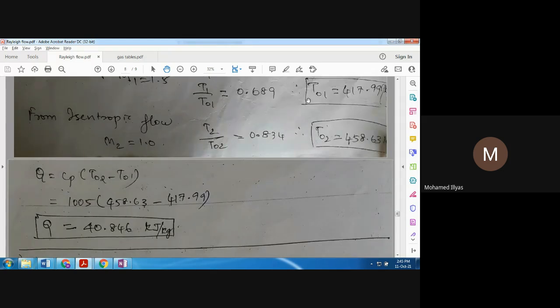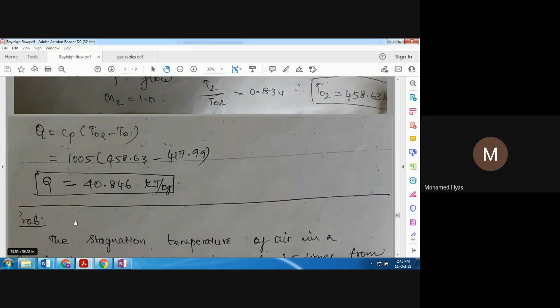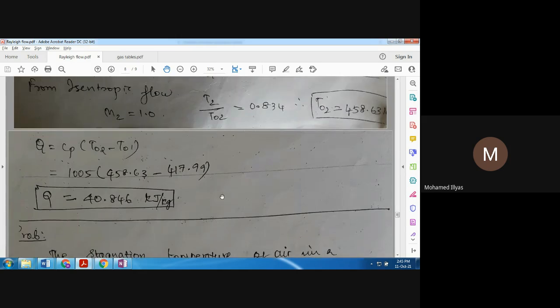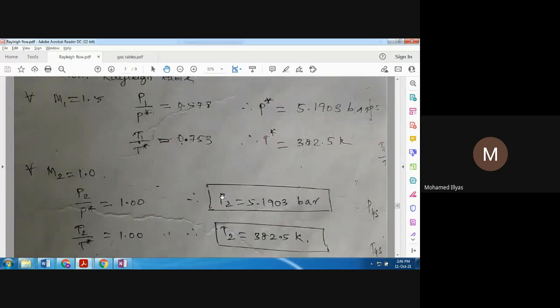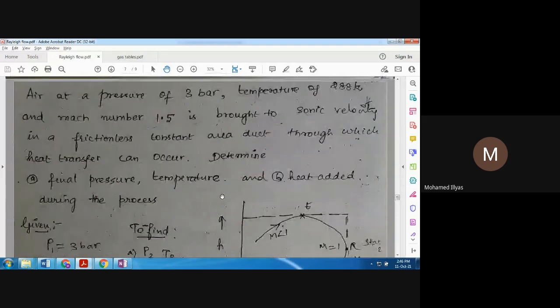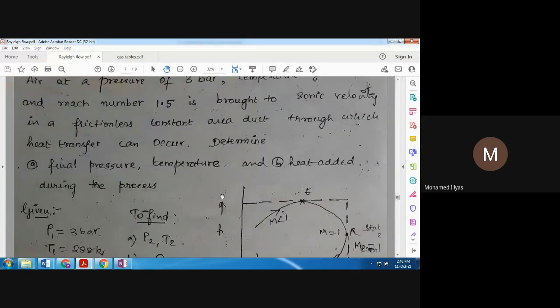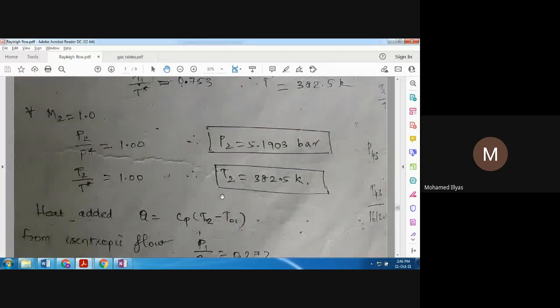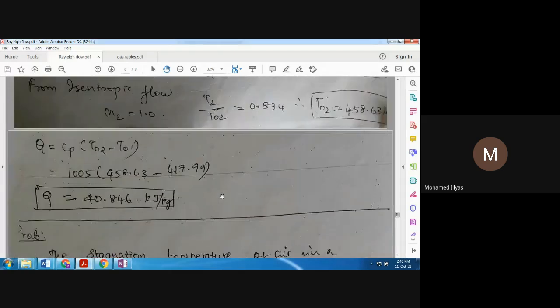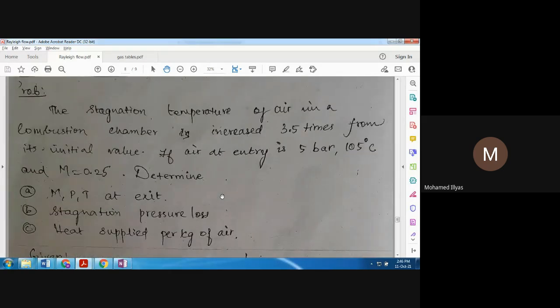So after getting our T02 and T01, we'll substitute in our heat transfer equation Q equal to Cp into T02 minus T01. Substituting those values, T02 and T01, we have calculated now, we'll get our Q as 40.846. Okay, I hope this problem is also understood. It's very easy. More and more problems we have seen, I think it will be easy for you to understand.